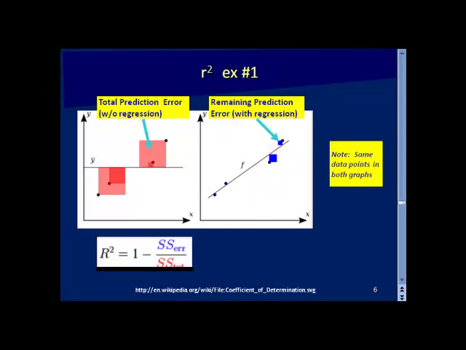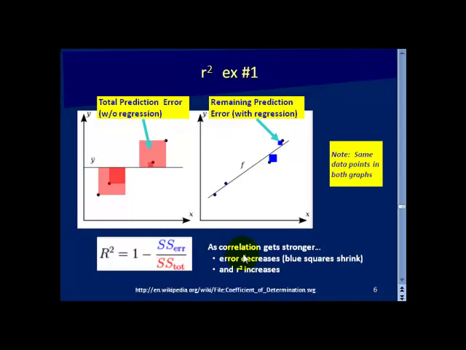So what r squared does is it compares the amount of error variance that's left to the total amount of error variance and subtracts it from 1. That gives you r squared. So what happens? As the correlation gets stronger, the error decreases, the blue squares shrink, and r squared increases. And again, you can think about r squared as just the difference between the red area, subtract out the blue area, and all that difference is what we've explained with the regression equation.